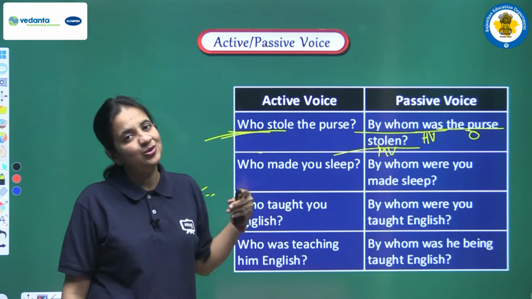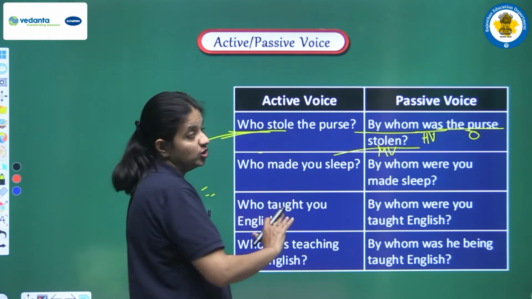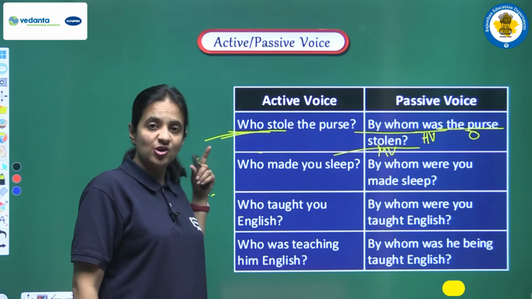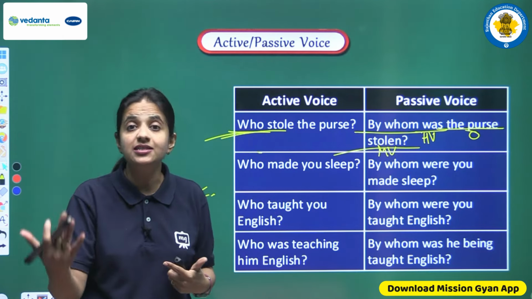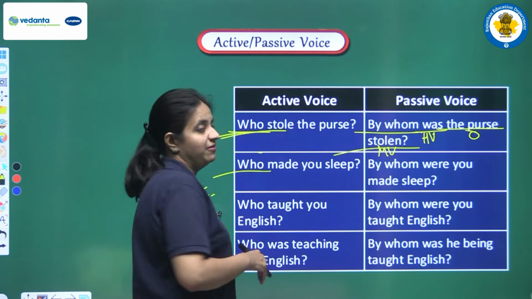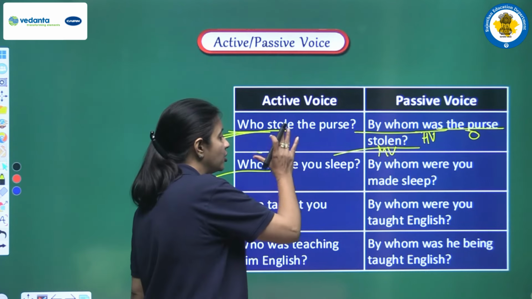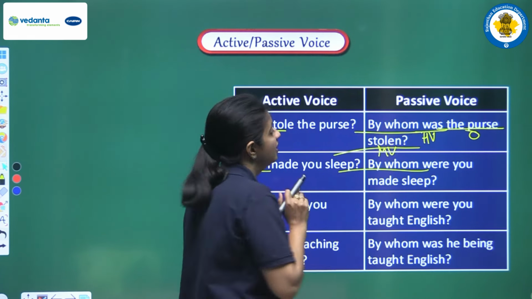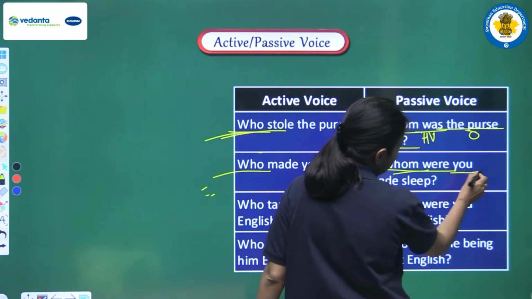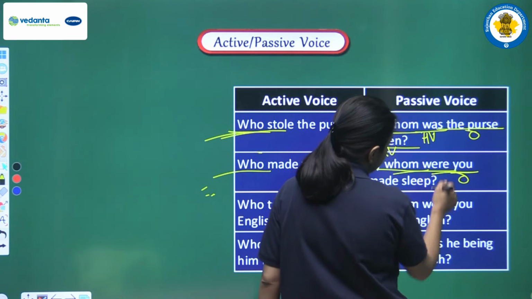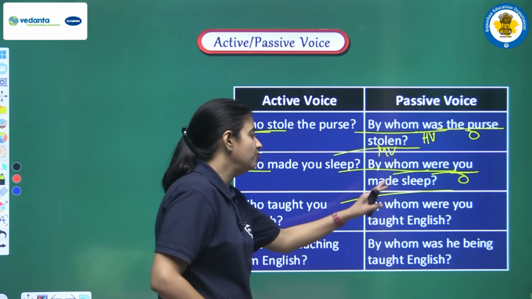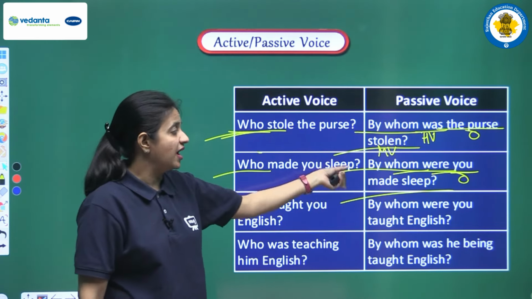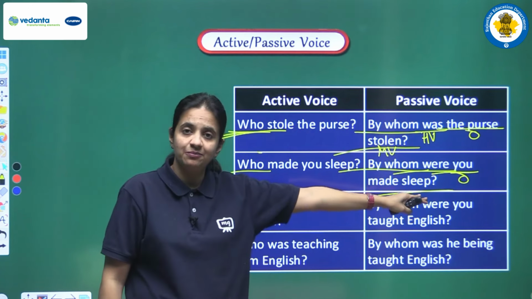Let's see some more examples to clear this thing. Next is "Who made you sleep?" Suppose I am saying that my mother made me sleep. This is the reason the subject is not there in the question, because the subject will be in the answer. So there is no subject, and because we are having "who" in the beginning of the sentence, when we are converting this active voice into passive voice, "who" will be converted into "by whom". After that, "were". Why "were"? Because we are having "you" here as an object, so here we will use "were", and then we will write the third form of the main verb, it will be "made". So yes, the passive voice will be "By whom were you made to sleep?"